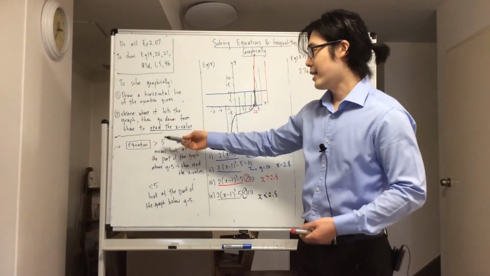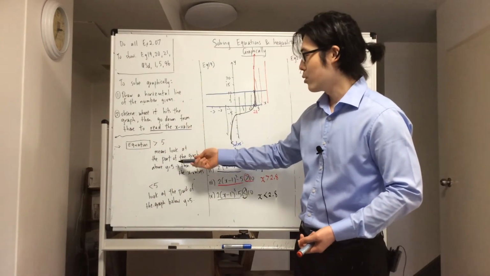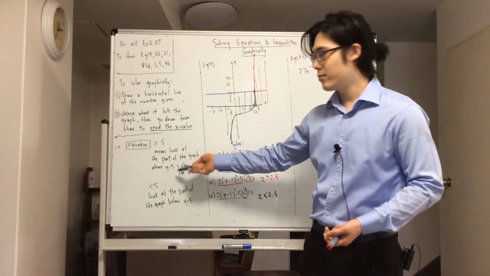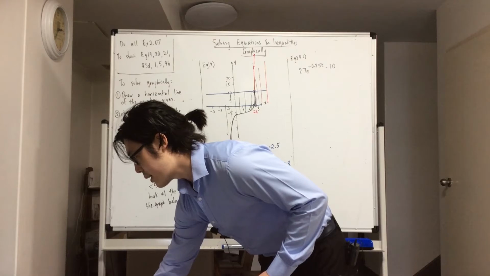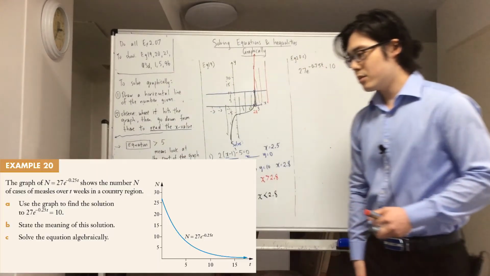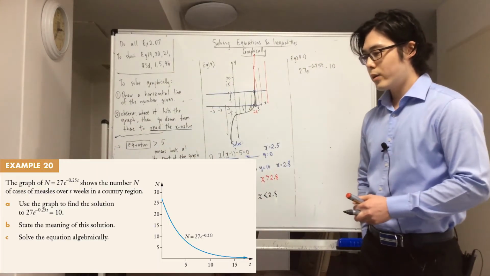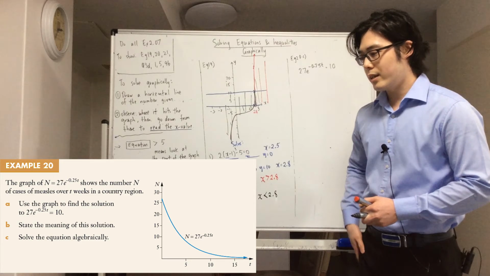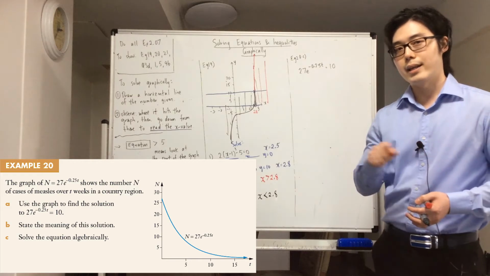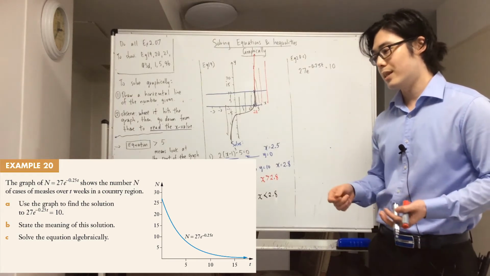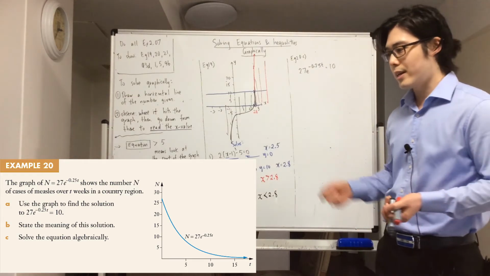If you have an equation and let's say it's greater than 5, you look at the part of the graph above y equals 5 and then you read the x values, just like what I'm showing you here. Example 20 says use the graph to find the solution to 27e to the power of minus 0.25t equals 10. So once again, you just have to draw a horizontal line at 10 and then read downwards and see what the t value is. I won't do that because I've already shown you how to do it.